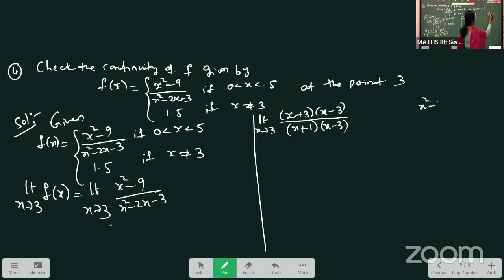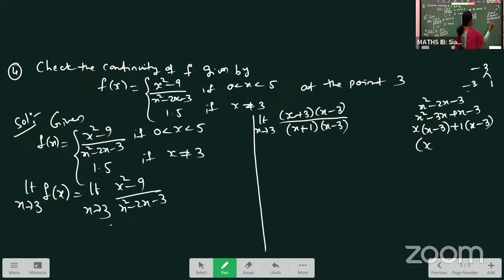x square minus 2x minus 3 factors. Minus 3 factors are 3 and 1. Minus 3 plus 1 is minus 2. So x square minus 3x plus x minus 3. Take x common, x minus 3. Take plus 1 common, x minus 3. Again common, x minus 3 and x plus 1. So like how you have to solve.